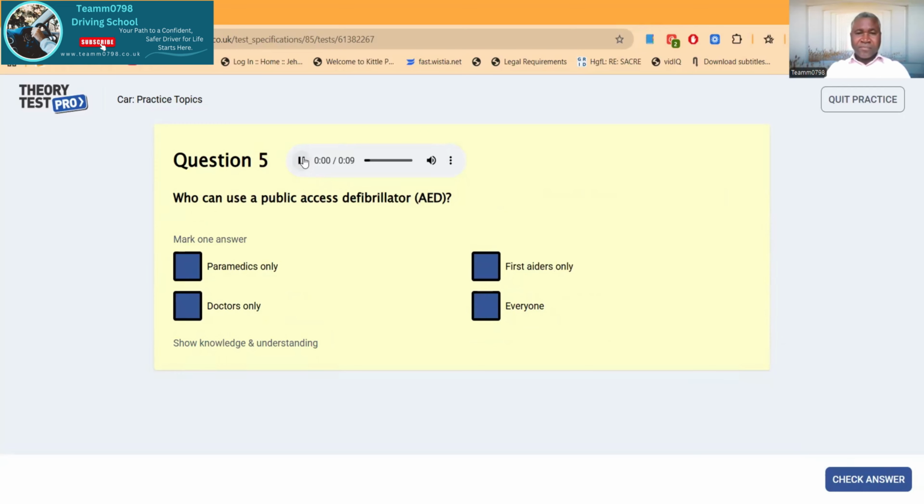You can use a public access defibrillator, AED: paramedics only, first aiders only, doctors only, or everyone. Everyone can use a defibrillator. It has audible instructions on how to use it. When it's opened, it will tell you automatically. Paramedics, doctors, and first aiders can use it, but everyone can use it.